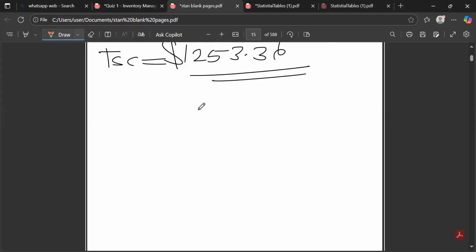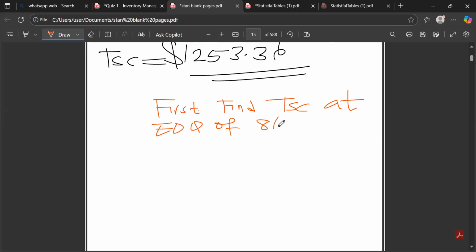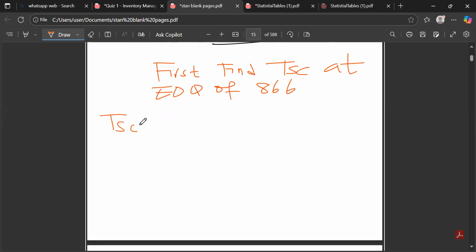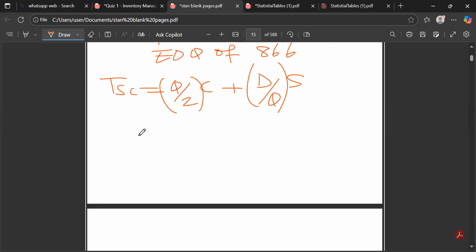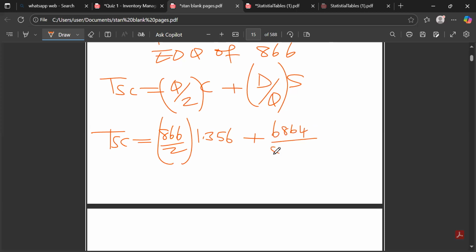Okay, so first, find TSC at EOQ of 866. So total stocking cost is Q over 2 by C plus D over Q by S. So our total stocking cost is equal to 866 over 2 by 1.356 plus the demand, 864, over 866 by 4.